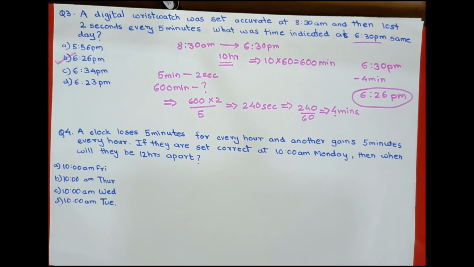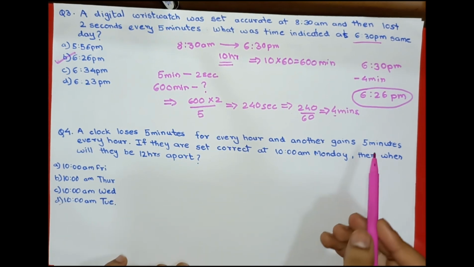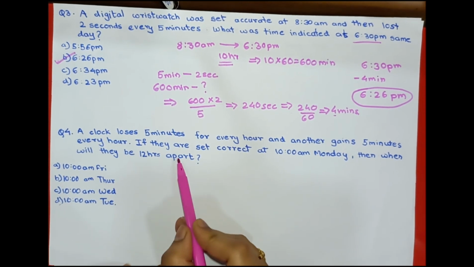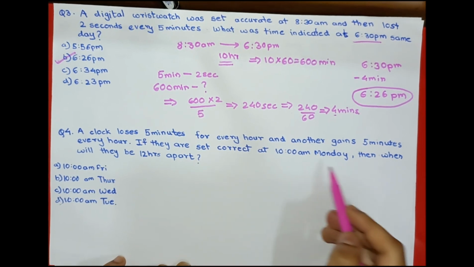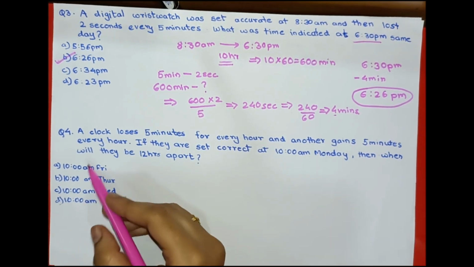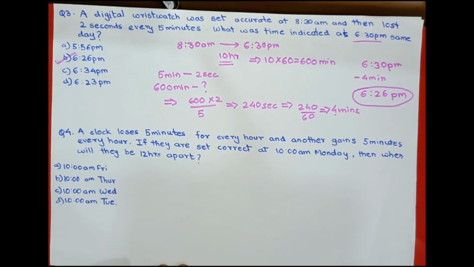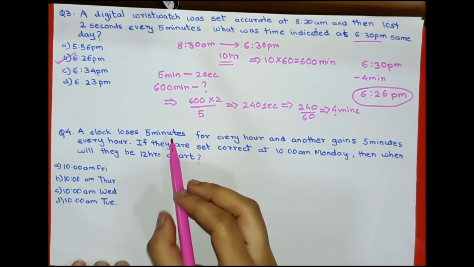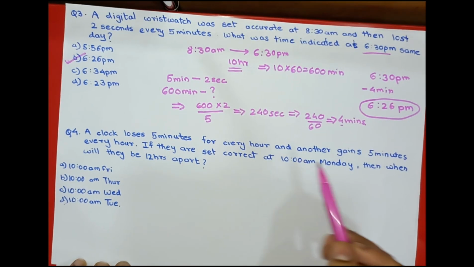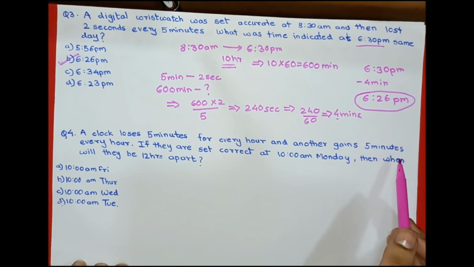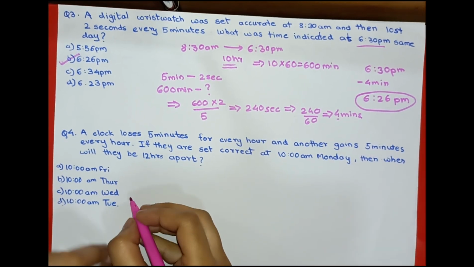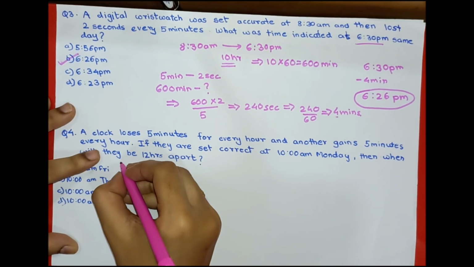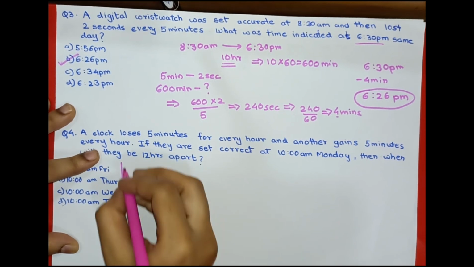A clock loses 5 minutes for every hour and another gains 5 minutes every hour. If they are set correct at 10 a.m. Monday, then when will they be 12 hours apart? So in this question, there are two clocks given to us. One is losing 5 minutes every hour and the another one is gaining 5 minutes every hour. So let's see what can be the cases of our time.